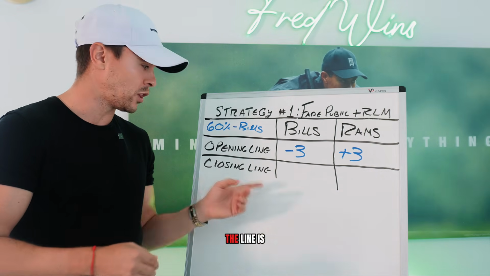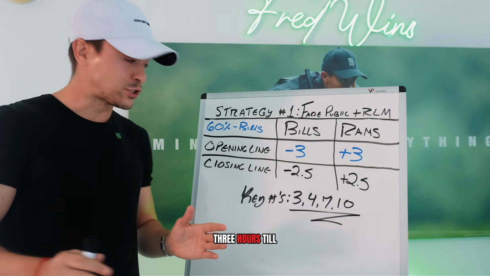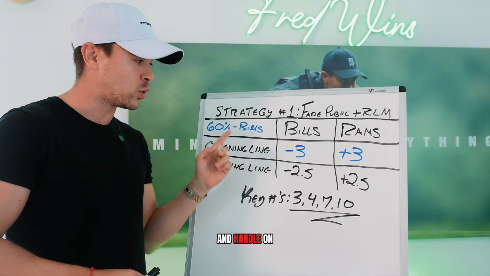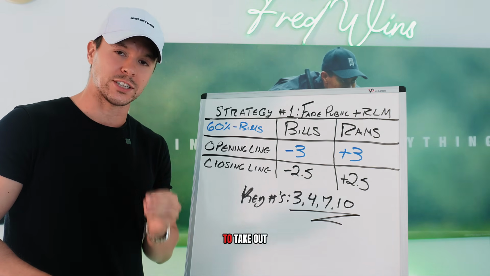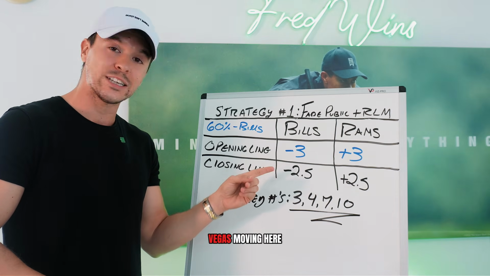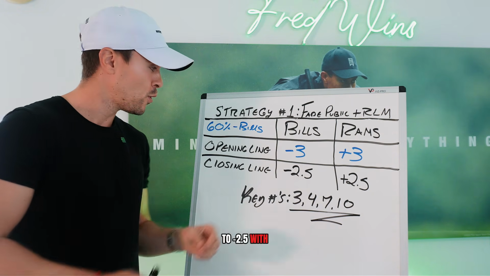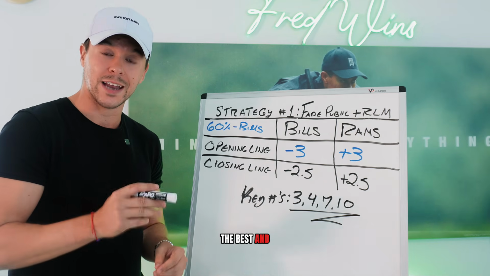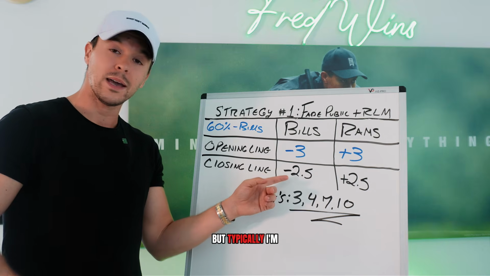Now let's go on to where the line is closing. So now there's 3 hours till the game, and the line went to 2.5 with still 60% of the bets and handle on the Bills. This is a very important part for you guys to take out your notepads and take some notes. Whenever you see this type of movement, Vegas moving it from -3, which typically games end by that, to -2.5, with a home team or a team attracting 60 or 70% of the bets and handle, that to me is an automatic fade or stay away. But typically I'm fading that spot.